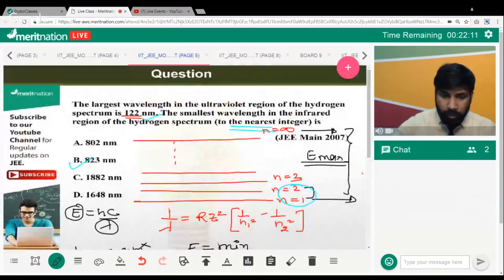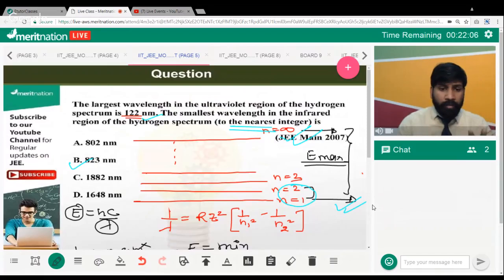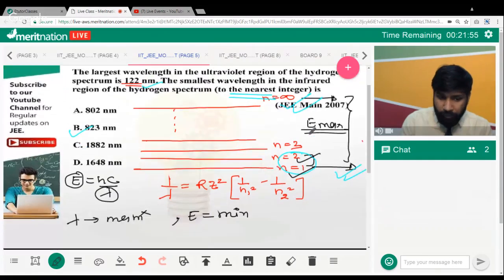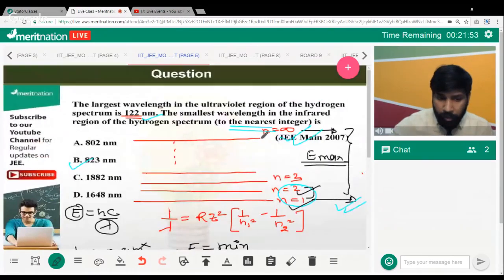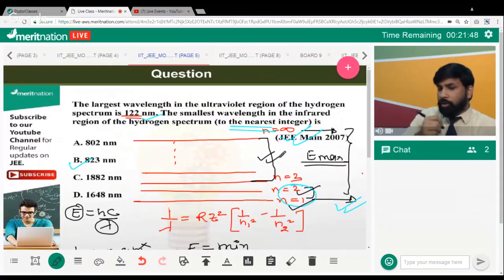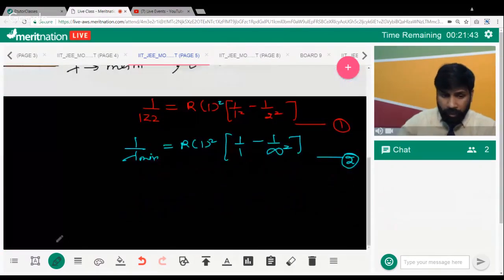From infinity to first, if nearest integer is not mentioned here. But in this question, nearest integer is mentioned. We already took first and two for the largest wavelength. So for the minimum wavelength, we take infinity and 3. For the second equation, we need to take infinity and 3 instead of 1. So be careful with this.